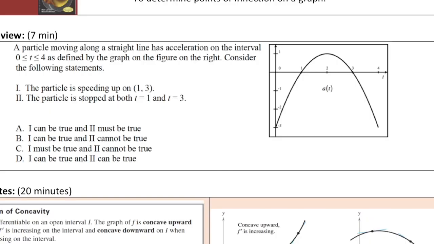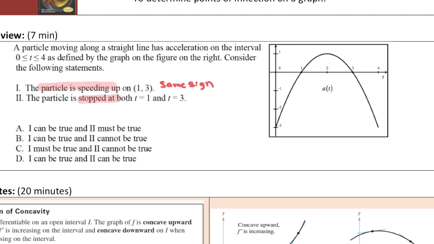So as you were trying the lesson preview today, what should have stuck out to you is that the particle was speeding up on 1, 3, and that it was stopped at t equals 1 and t equals 3. Now what do we know when we say the particle is speeding up? We know that the velocity and the acceleration have the same sign.